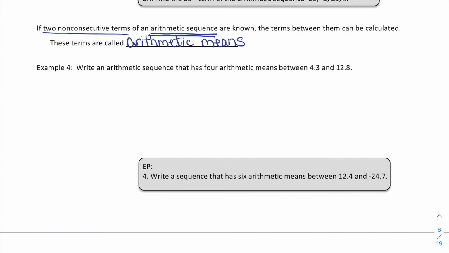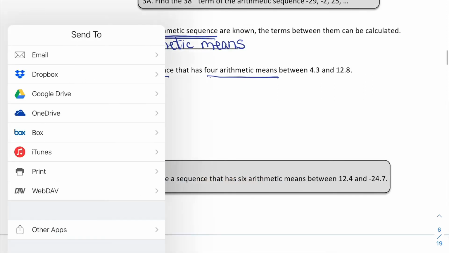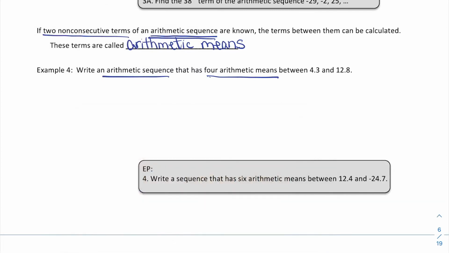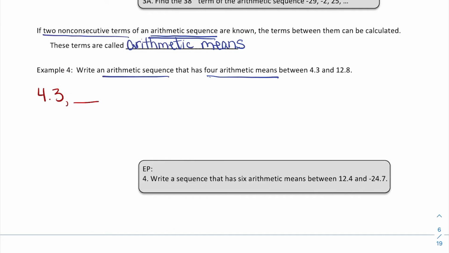So let's just jump right in and look at example 4. Write an arithmetic sequence that has four means, four terms in between 4.3 and 12.8. So let's just visualize this the best we can. Let's write 4.3 as our first term. We want four means in between there. 1, 2, 3, 4. And then we have 12.8, okay? So here's what we know. We know that a sub 1 is 4.3.